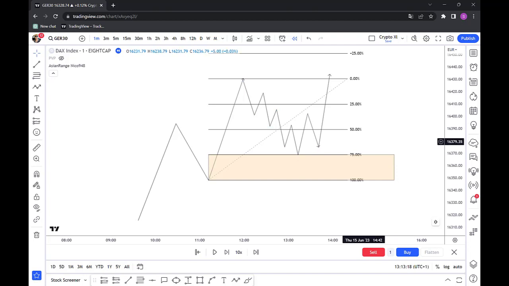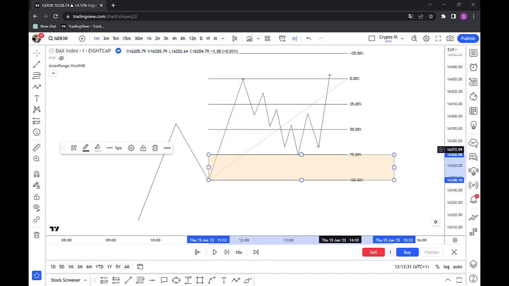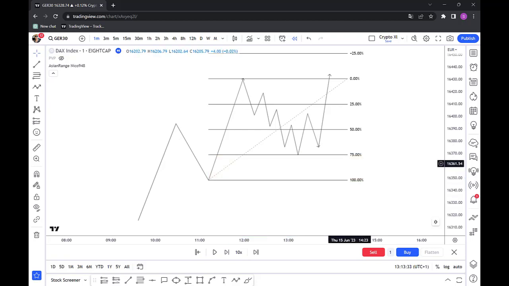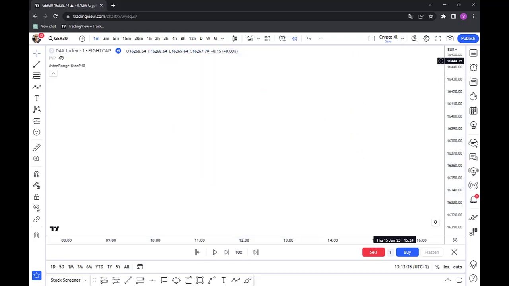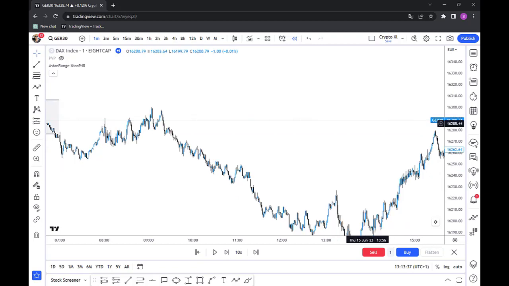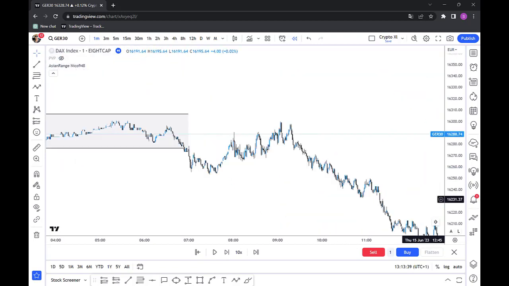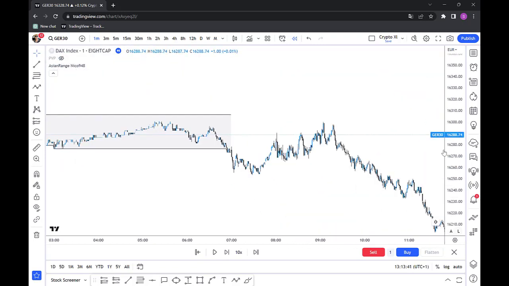This is the first rule I introduced some time ago in my strategy, to wait for the price in this discount zone between 75 and 100%. But it's not the only confirmation I have inside my strategy. There are other confirmations that I have inside my strategy, and we will see that in the real market. Okay? So for example, there are tons of examples.